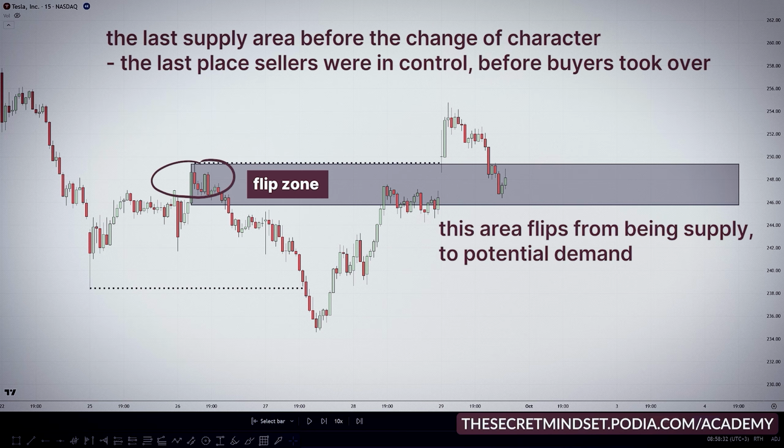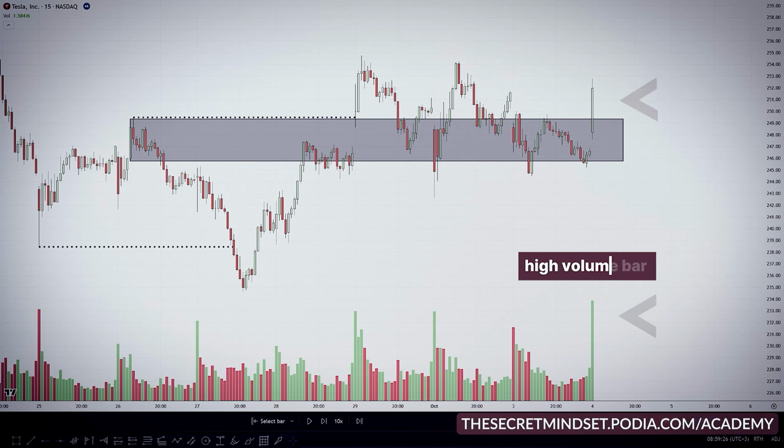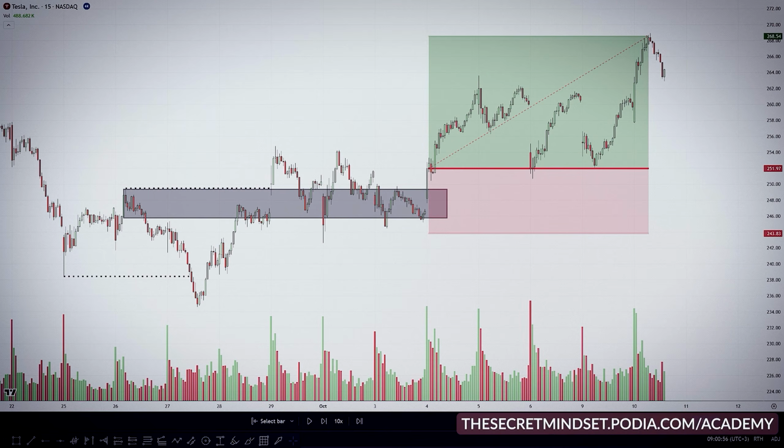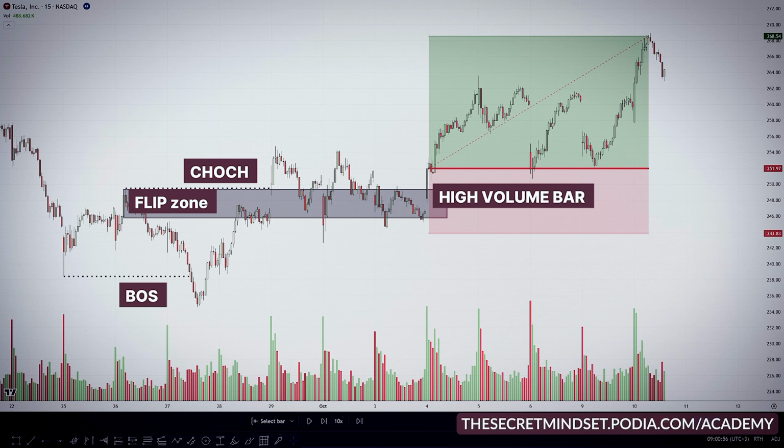In price action terms, this area flips from being supply to potential demand. Potential because we don't know yet. The price might break this zone in many cases. That's why the pullback to this newly marked demand area must fulfill the most important condition. The entry signal comes only if we see a bullish candle with higher volume than previous candles. This increased volume means there's strong buyer interest, hinting that big players might be getting involved.